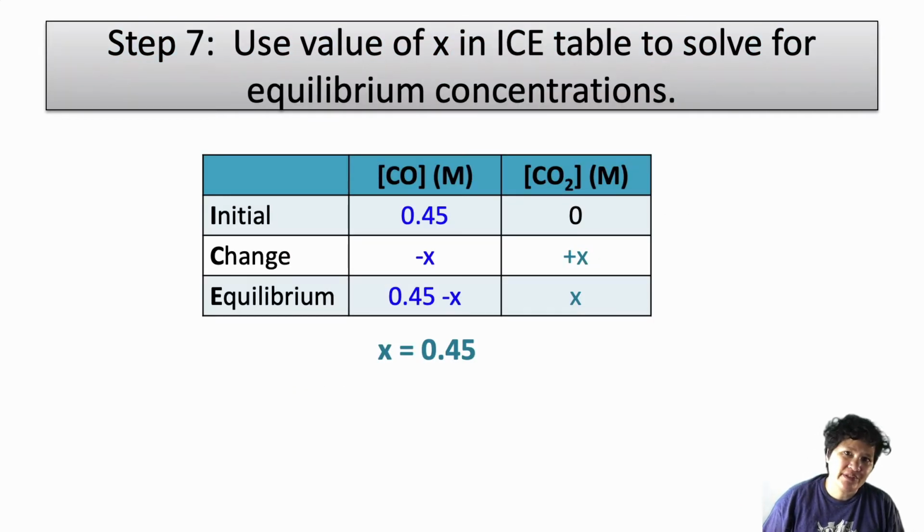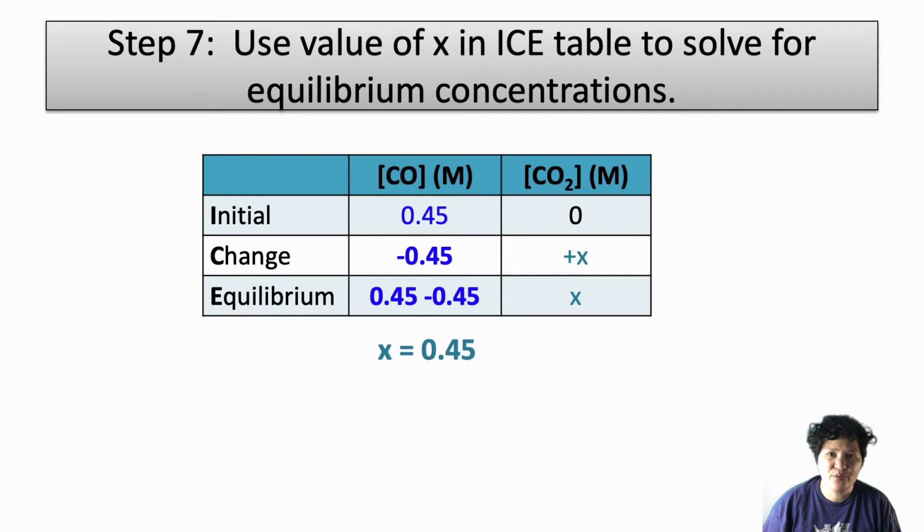Now in step 7, we'll take our knowledge that x equals 0.45, and we're going to use that to solve for equilibrium concentrations. So here's our original ICE table, and then we're going to plug in this value of 0.45 anywhere we see x. So let's look at carbon monoxide first. Equilibrium concentration is 0.45 minus 0.45, so that means 0. There will be nothing left at the end of the reaction.